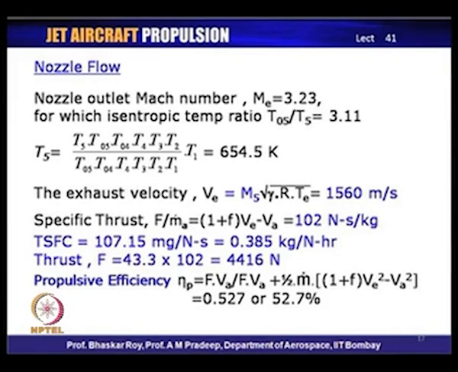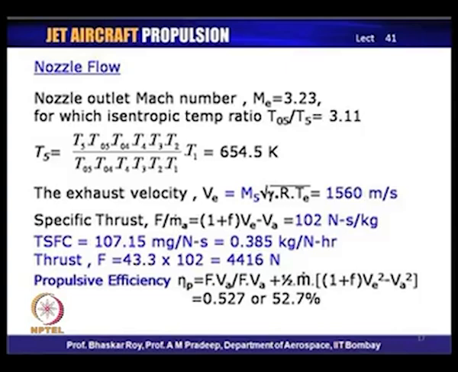So, on using these parameters, we can find that the nozzle outlet Mach number ME would be 3.23, that is clear supersonic Mach number at very high temperature, and the isentropic temperature ratio at exit station would be 3.11. So, the corresponding temperature at the exit can be found from the various temperature ratios that we have obtained from the various components, and if we put them all together, we get the temperature at the exit, and that would be 654.5 K.